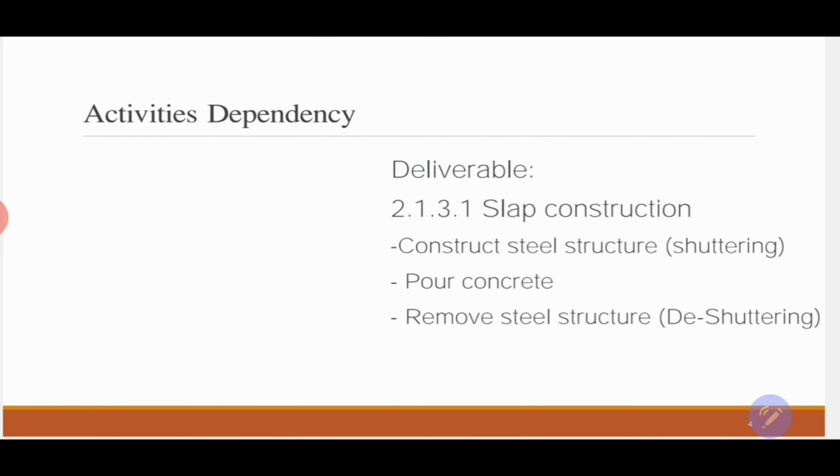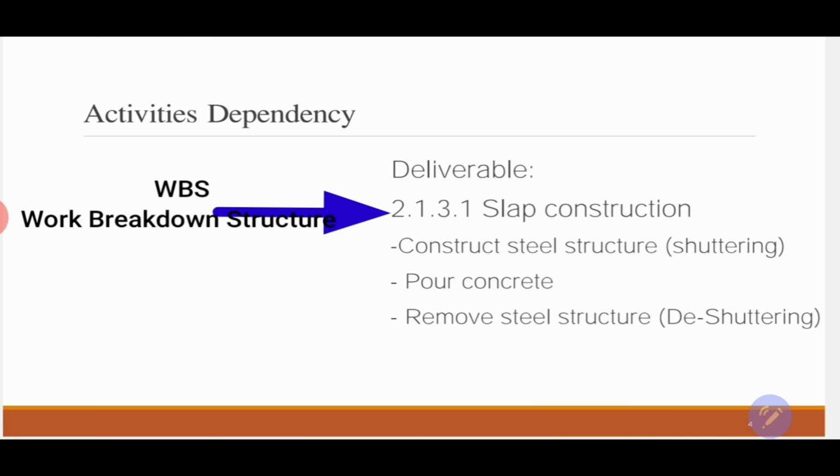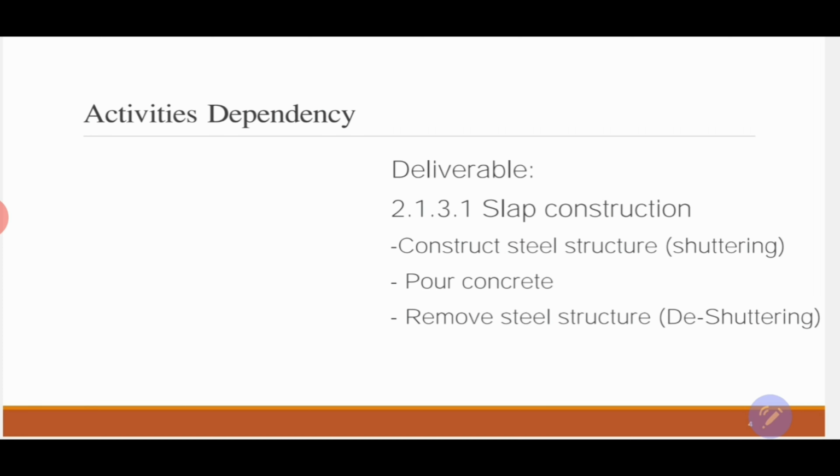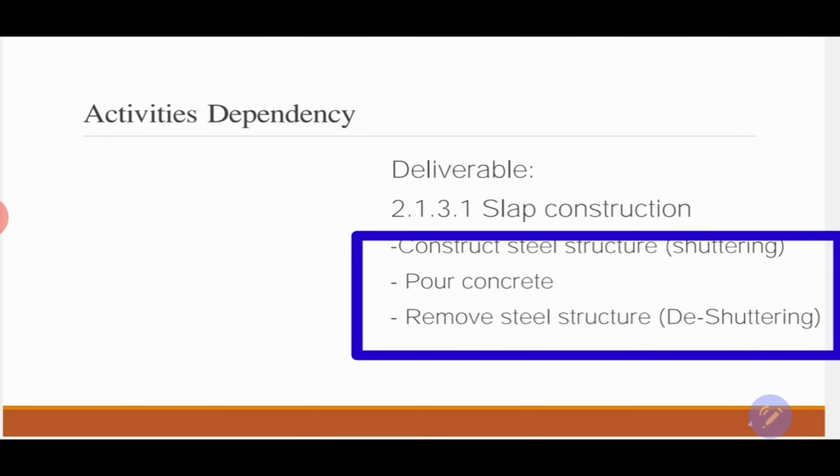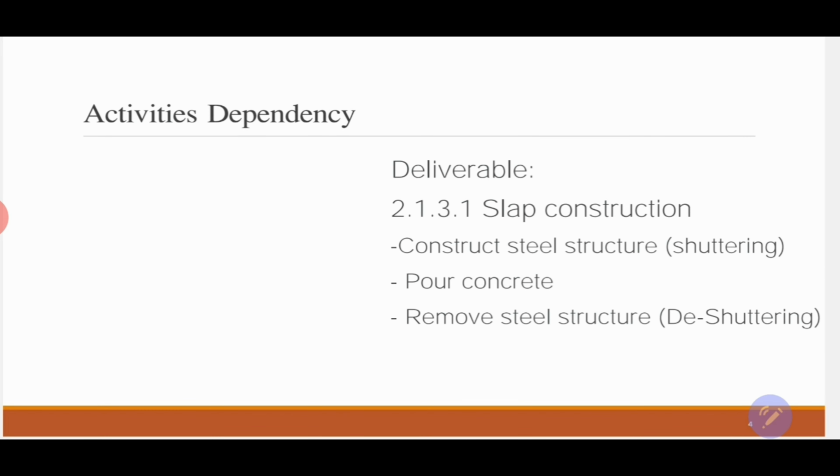Let's see what happens in the real world. As an example, I'll be selecting from the WBS, the work breakdown structure, one of the deliverables, and it's 2.1.3.1 slab construction. And I will decompose that deliverable into the following activities: construct steel structure, shuttering, pour the concrete, and remove steel structure, which is the shuttering. I will keep it short for elaboration intentions, just three activities. And these three activities are decomposed from the deliverable that I have selected from the work breakdown structure.